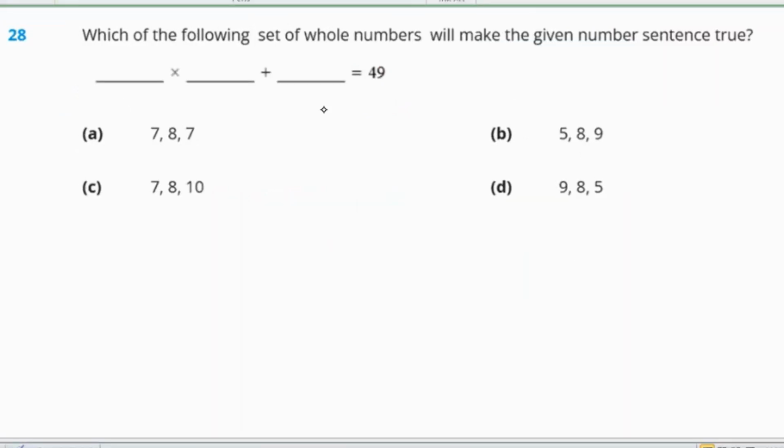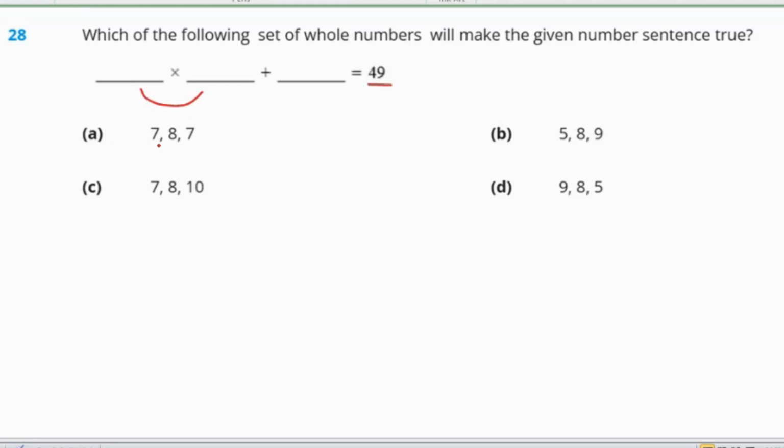Okay, now the next question is question number 28, which asks which of the following sets of whole numbers will make the given number sentence true. Going through this equation, what is given to us is that when we multiply two numbers and add something, we get 49. That is very much clear. Then the product of these two numbers should be less than 49, because when we add something, it becomes 49. Correct? So this product has to be less than 49.